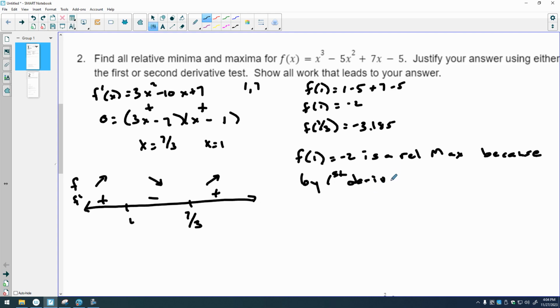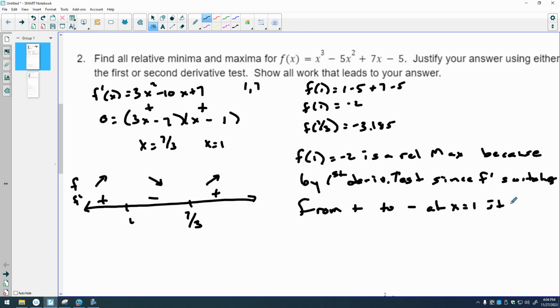By first derivative test, since f prime switches from, there's an S on the end of that. Sorry, my writing's horrible. From positive to negative at x equals 1, it is a max.